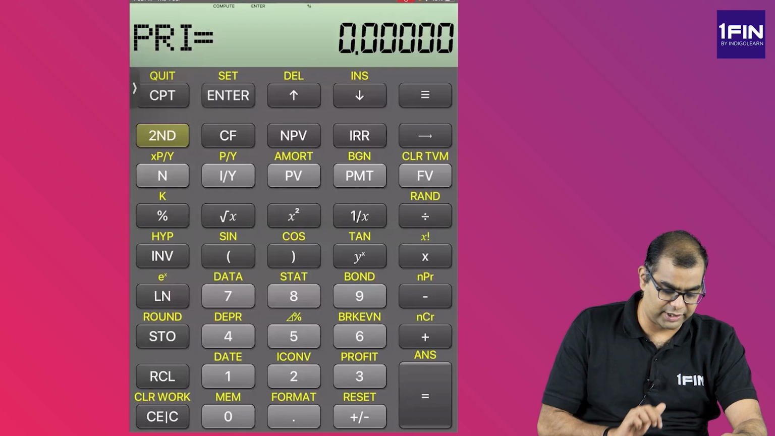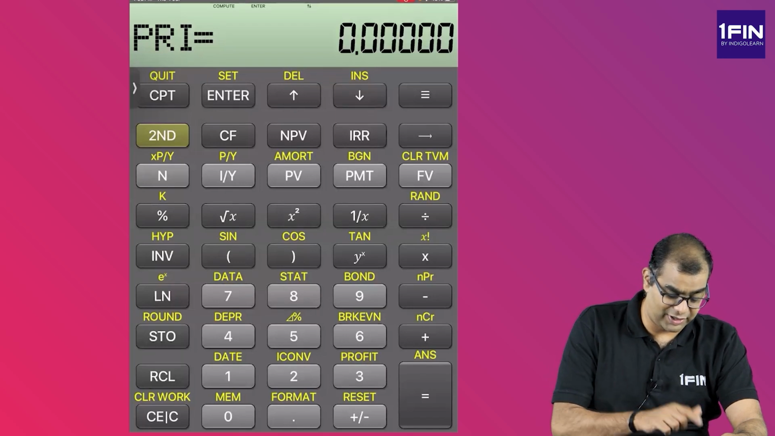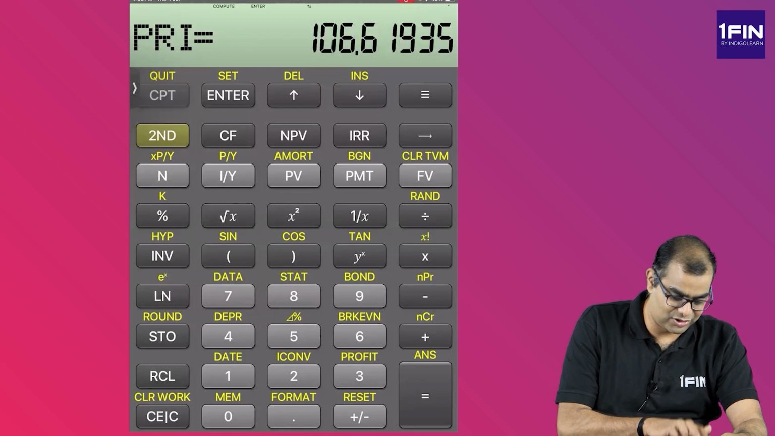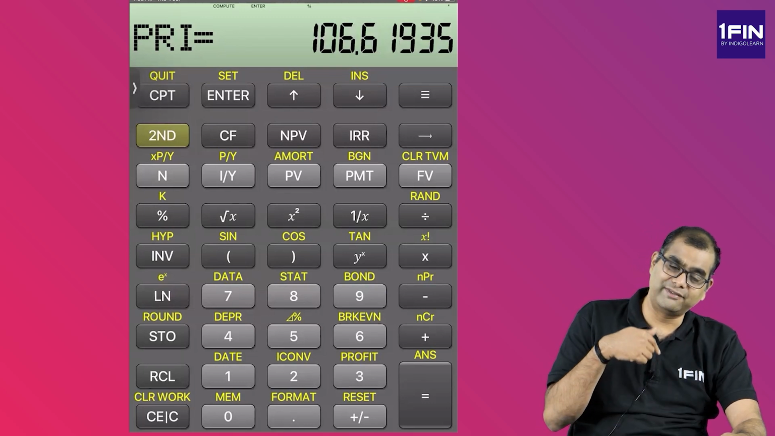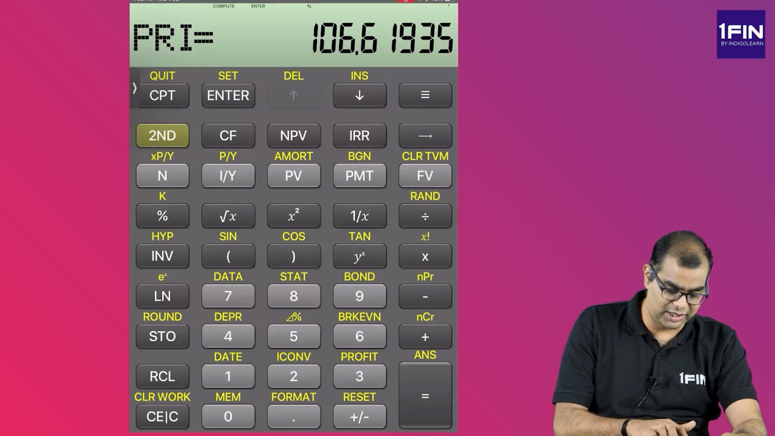Enter, then down arrow. Price. Current price you have to compute. So compute. It is giving me a price of 106. Okay, so you can give a price and compute the yield. Okay, so I'll show you.